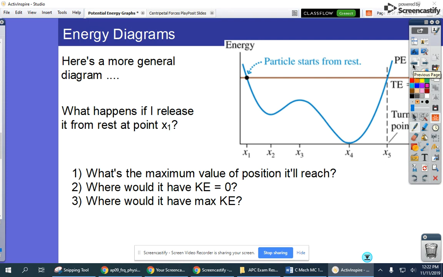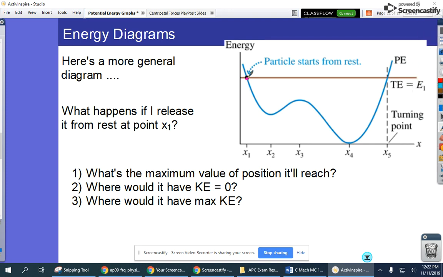Well, hopefully it's clear from number one that if it starts out with all potential and no kinetic, it will come back and it will stop here when it's out of kinetic energy again. So it'll reach up to x5. It'll also have zero kinetic energy only at x5. And its maximum kinetic energy will be here at x4. Excellent.